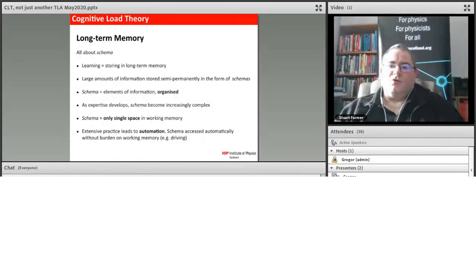So going back to working memory, where we might have been able to cope with 4 ± 1 individual bits of information, if you can treat a complex schema that's learned and retained in your long-term memory as one bit of information that you can draw on, and once you've got a schema developed and practiced enough so that it becomes automatic, you can draw on that without using up capacity in your working memory. An example that I've included at the end of that slide there is driving.